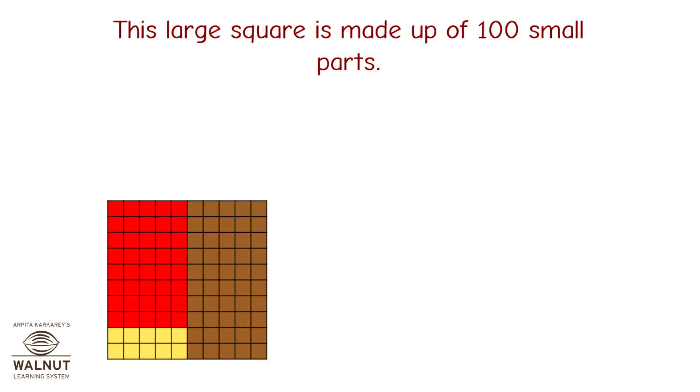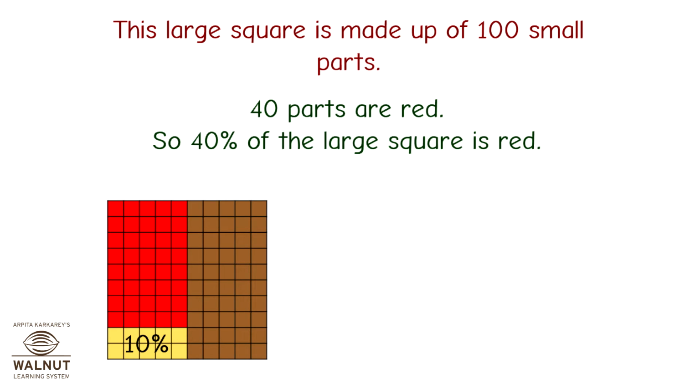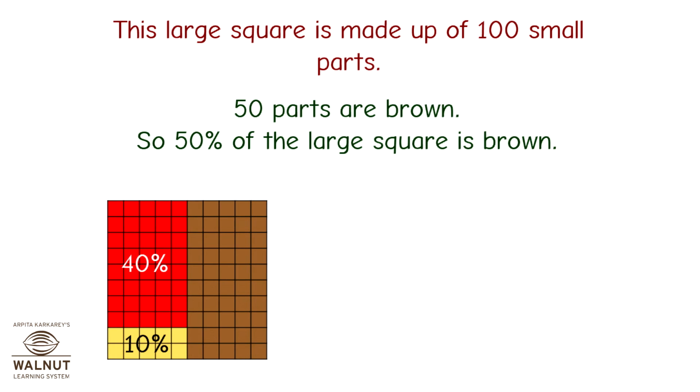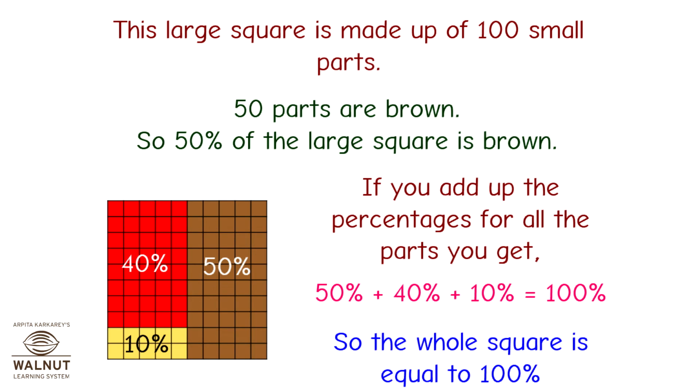This large square is made up of 100 small parts. 10 parts are yellow. So 10% of the large square is yellow. 40 parts are red. So 40% of the large square is red. 50 parts are brown. So 50% of the large square is brown. If you add up the percentages for all the parts, you get 50% plus 40% plus 10%, which is equal to 100%. So the whole square is equal to 100%.